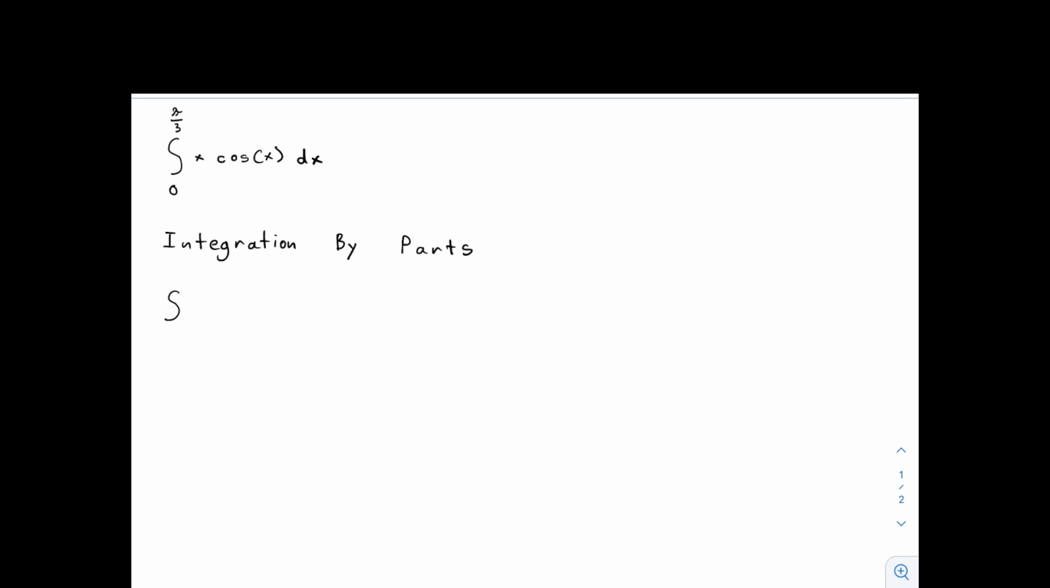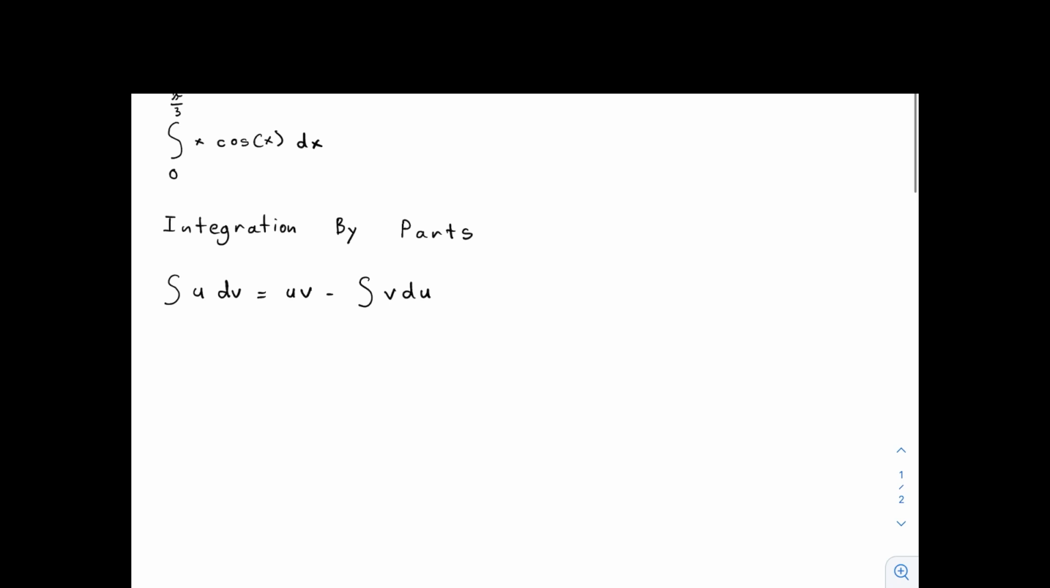The integral of u dv, where dv is the function that's easy to integrate and u is the function that's easy to differentiate, is given to us by u times v minus the integral of v du.